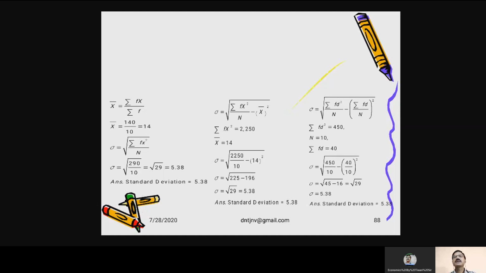In the second stage, you will straight away apply the formula square root of sigma fx square upon n, the same formula, sigma fx square upon n minus the square of the arithmetic mean. So by using any of the methods, you will get the same result, as you can see.